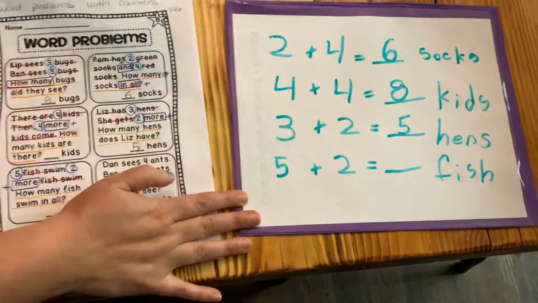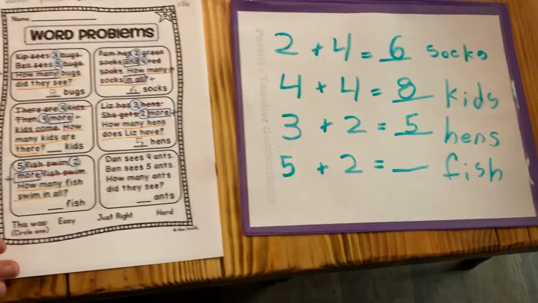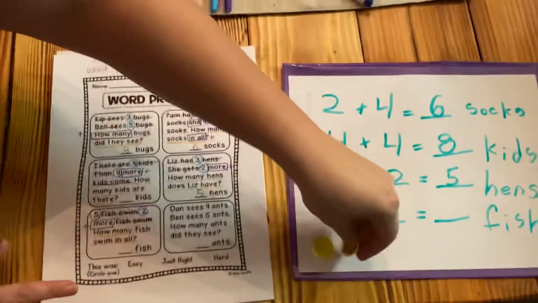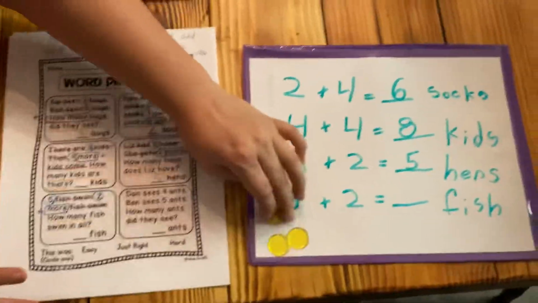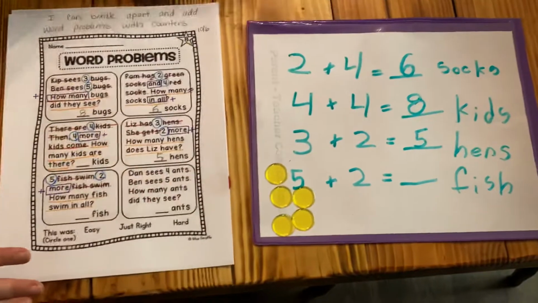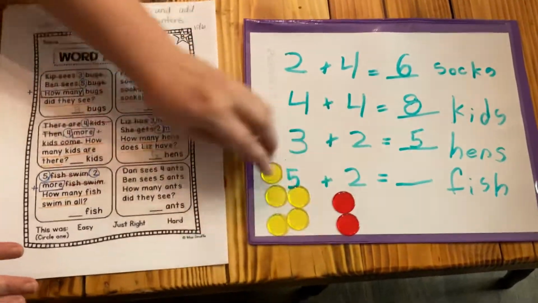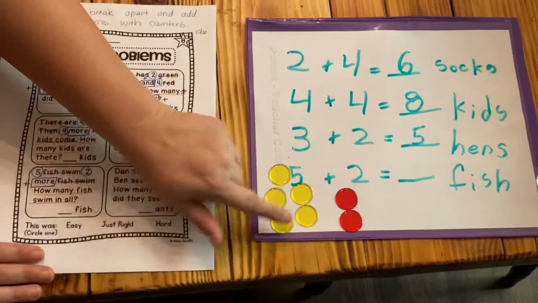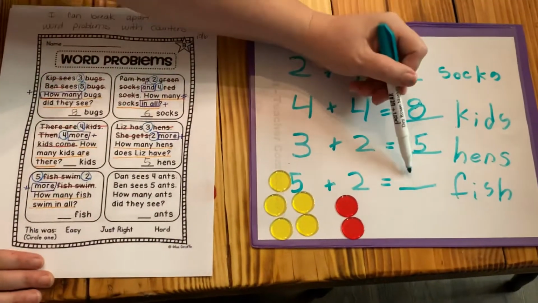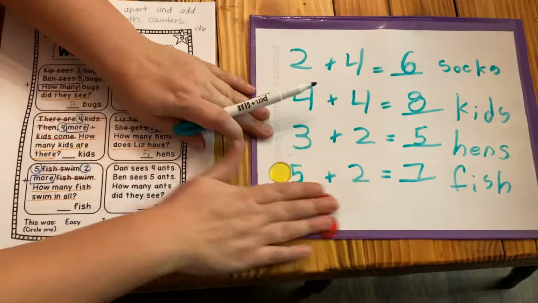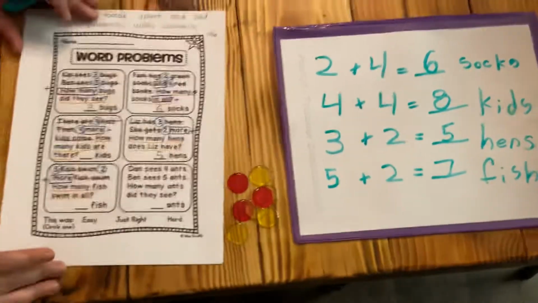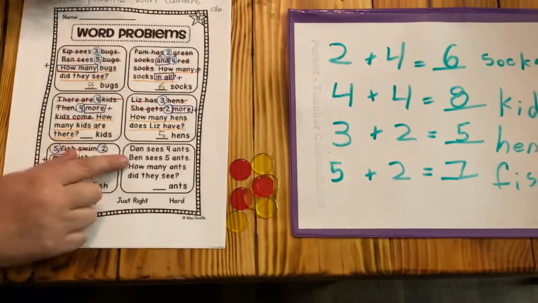Alrighty, counters out, friends. I have 5 plus 2. And I'm going to count them up. 1, 2, 3, 4, 5, 6, 7. I had a total of 7 fish. Okay, I'm going to read this last one to you, and then I want you to pause the video and I want you to try it on your own.